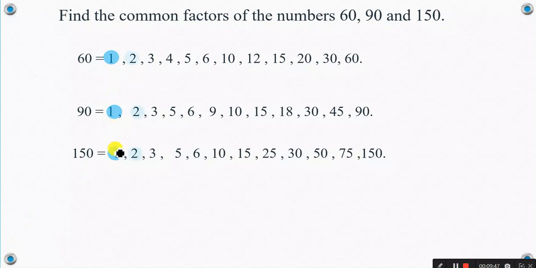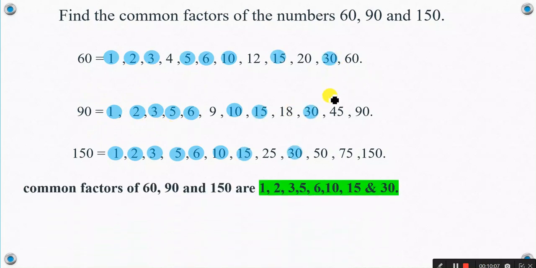So 1 is always a common factor for every number. 2 is also found in all 3 numbers, and 3 is also found in the 3 numbers. So 5 also, 6 also, 10, 15, 30. So the common factors for 60, 90, and 150 are 1, 2, 3, 5, 6, 10, 15, 30. So these numbers are factors of all three numbers.